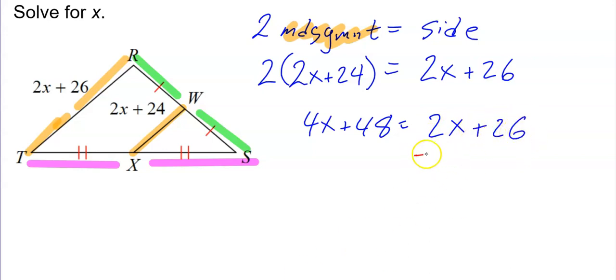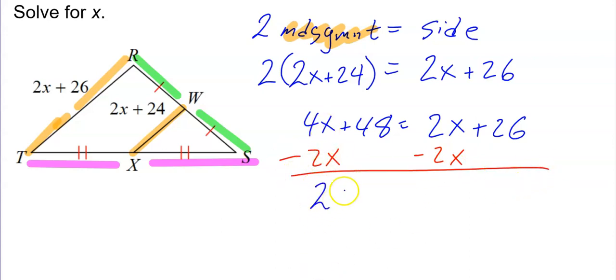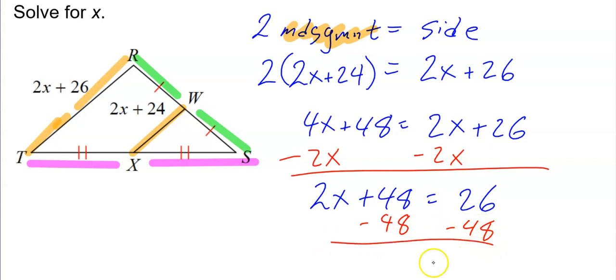Get the x's on one side by subtracting 2x. 4x minus 2x is 2x. Add 48 equals 26. Subtract 48 from both sides. So 2x equals negative, what's that, 22?